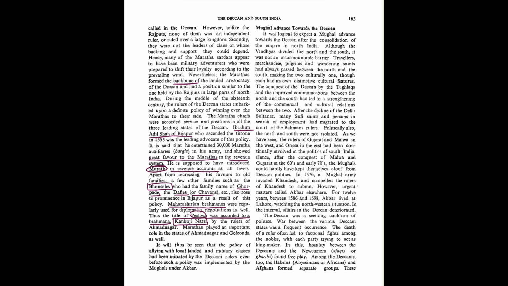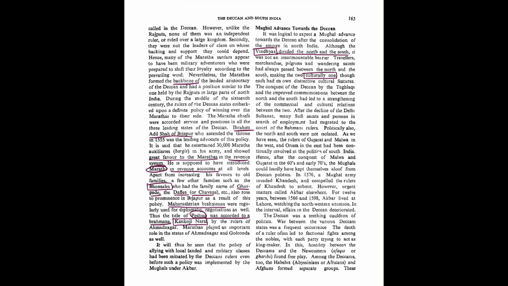So, Mughal advance towards the Deccan. It was logical to expect a Mughal advance towards the Deccan after the consolidation of the empire in North India. Although the Vindhyas divided the north and the south, it was not an insurmountable barrier. Travelers, merchandise, pilgrims, and wandering saints had always passed between the north and the south, making the two culturally one.